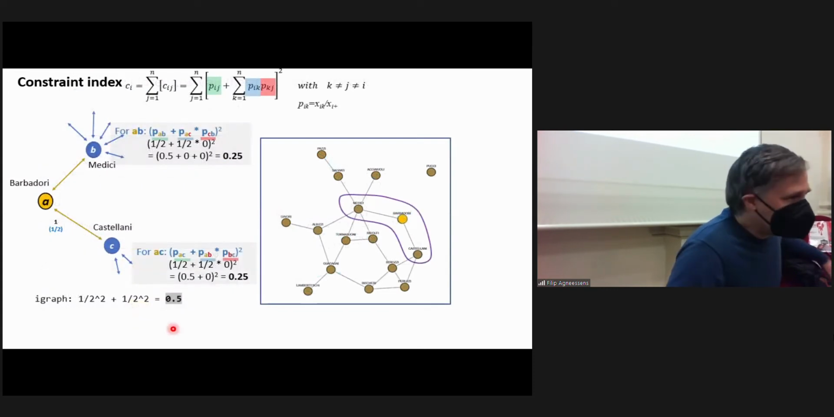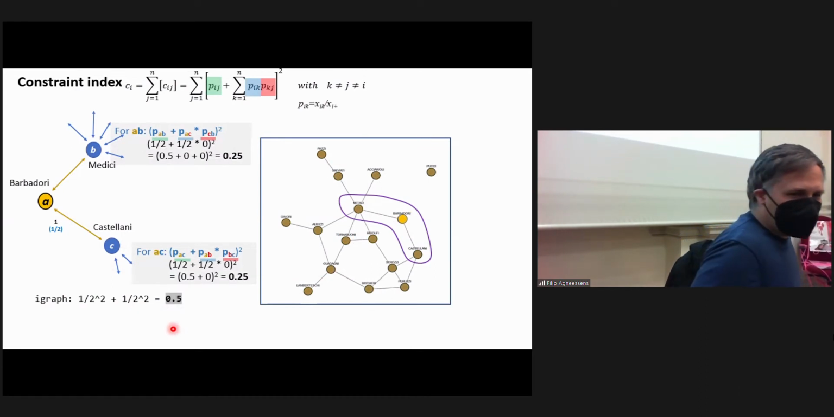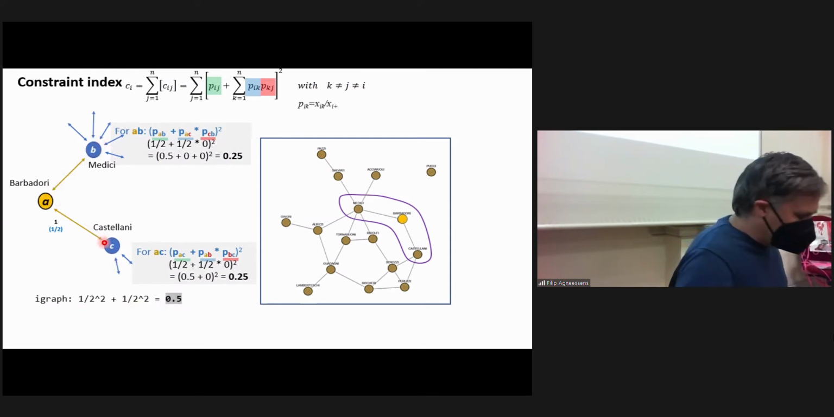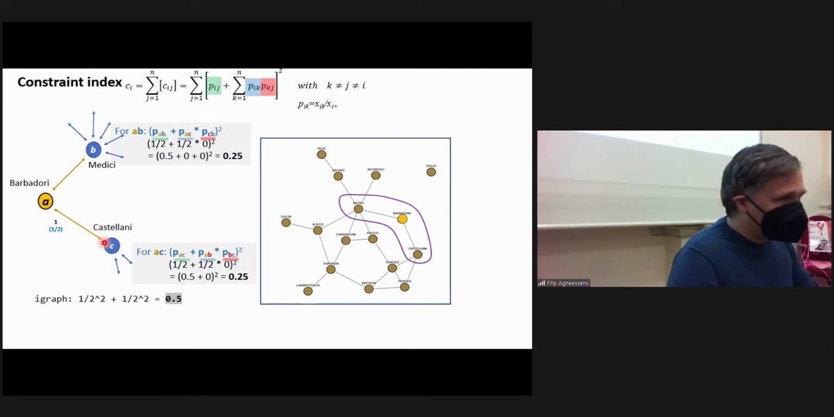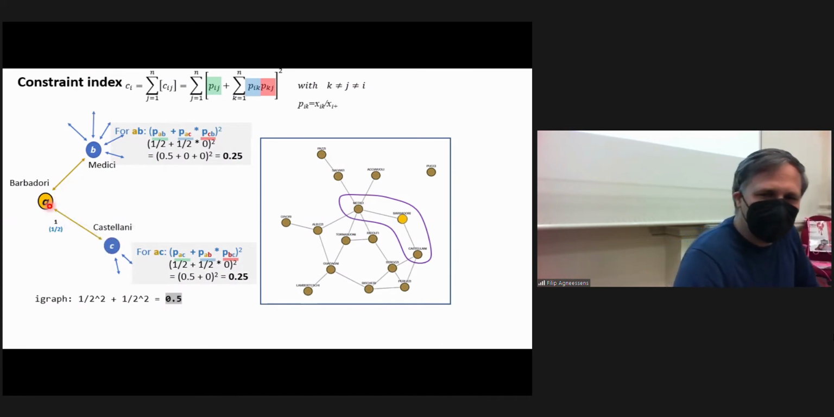So let's look at a real example. So the Barbadori are connected with 2 people. And now, even though the constraint index can be used for directed networks, we have an undirected network, which makes it easier. We don't have to think about, is it an outgoing tie, ingoing tie? It's the same. Okay.